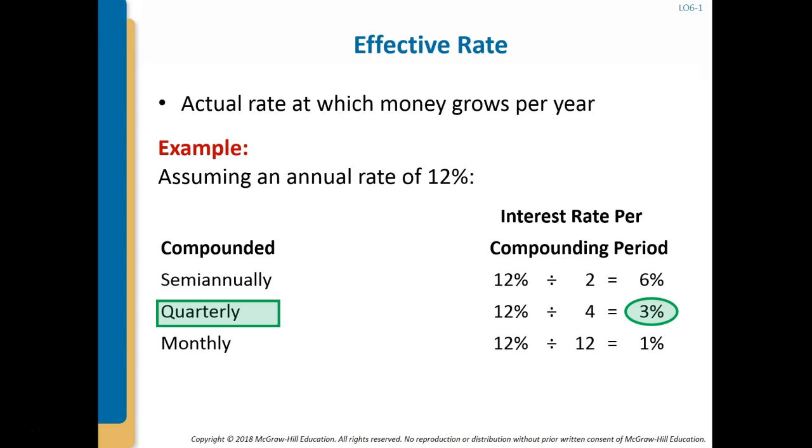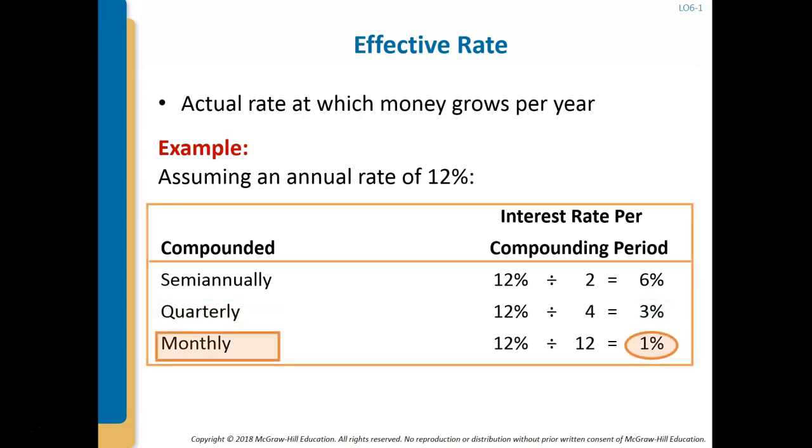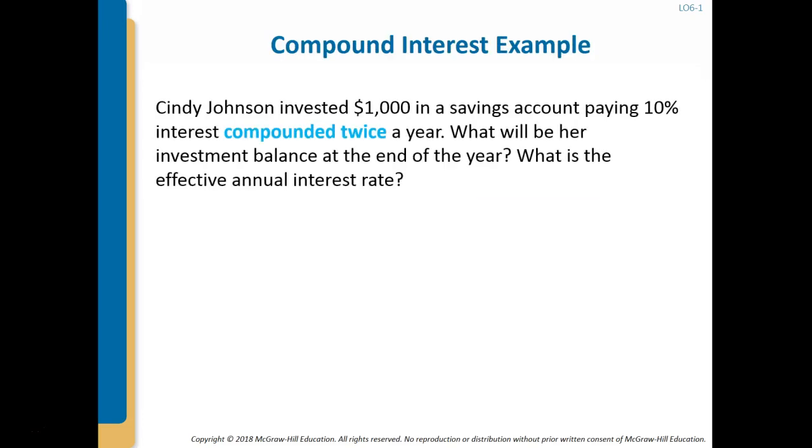To understand, let's assume an annual rate of 12%. If it's compounded semi-annually, then the interest rate per compounding period is 6%, half of 12%. If the interest is compounded quarterly, then the interest rate per quarter would be 3%, which is 12 divided by 4. And if the interest is compounded monthly, then the interest rate per month will be 1%, which is basically 12% divided by 12 months.